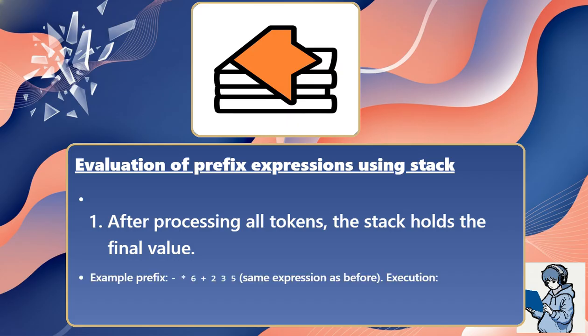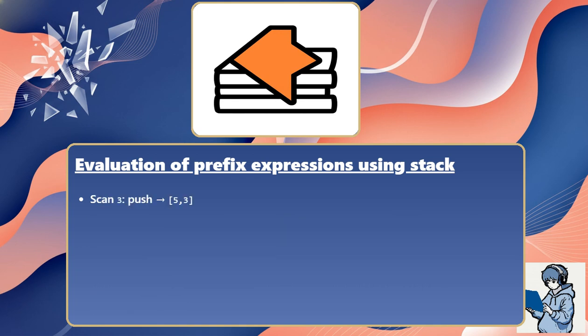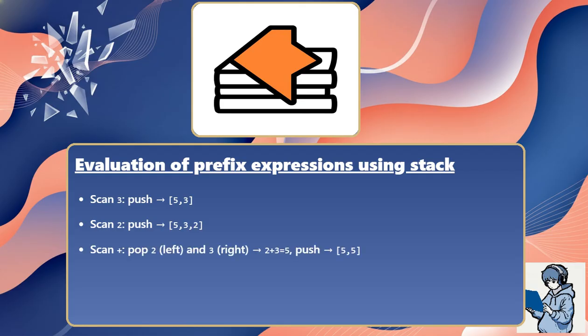Example prefix: minus times 6 plus 2 3 5, the same expression as before. Execution: scan 5, push. Scan 3, push. Scan 2, push. Scan plus, pop 2 as left operand and 3 as right operand. Compute 2 plus 3 equals 5, push.